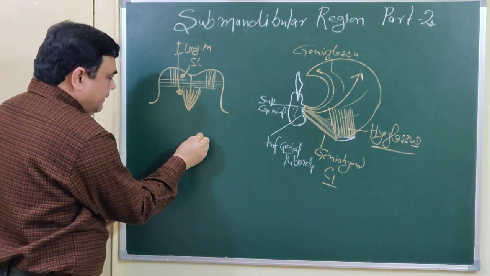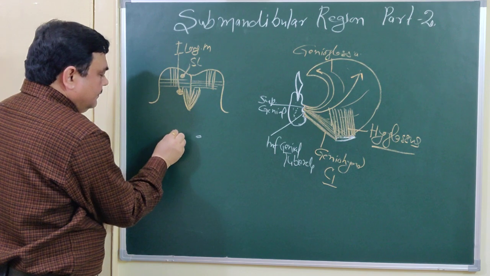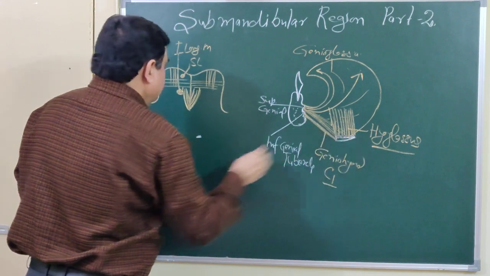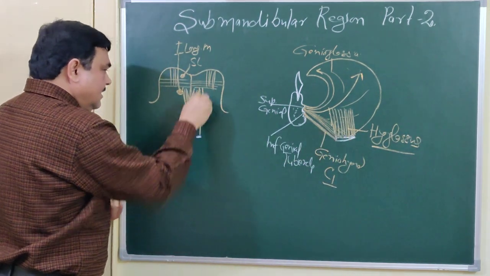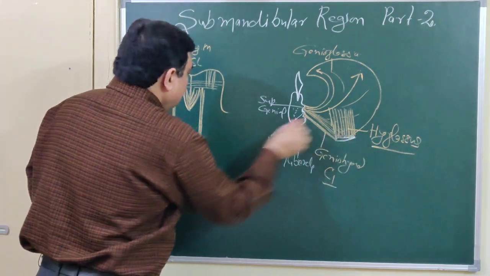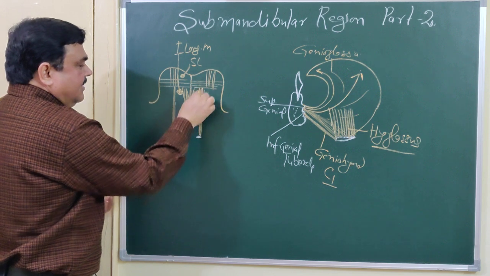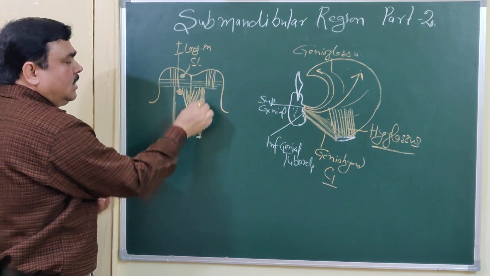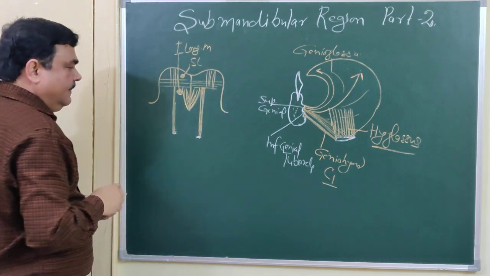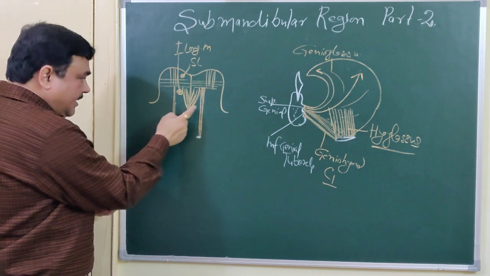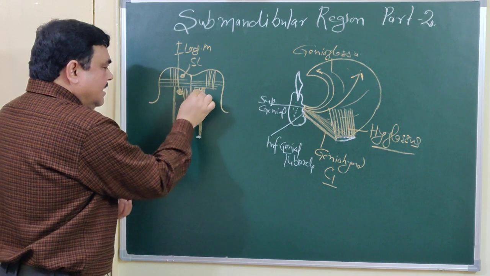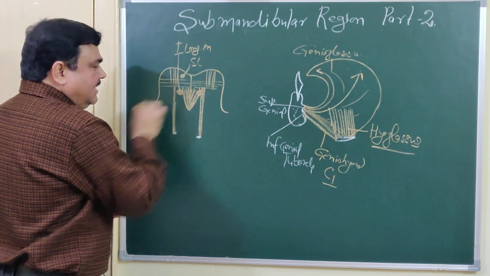Here is the position of the hyoid bone. This is the hyoid bone, the greater cornu of the hyoid bone. From the hyoid bone, this muscle is the hyoglossus muscle, going from the hyoid bone to the tongue. This hyoglossus is medially related to the inferior longitudinal muscle, and this muscle is the genioglossus muscle.